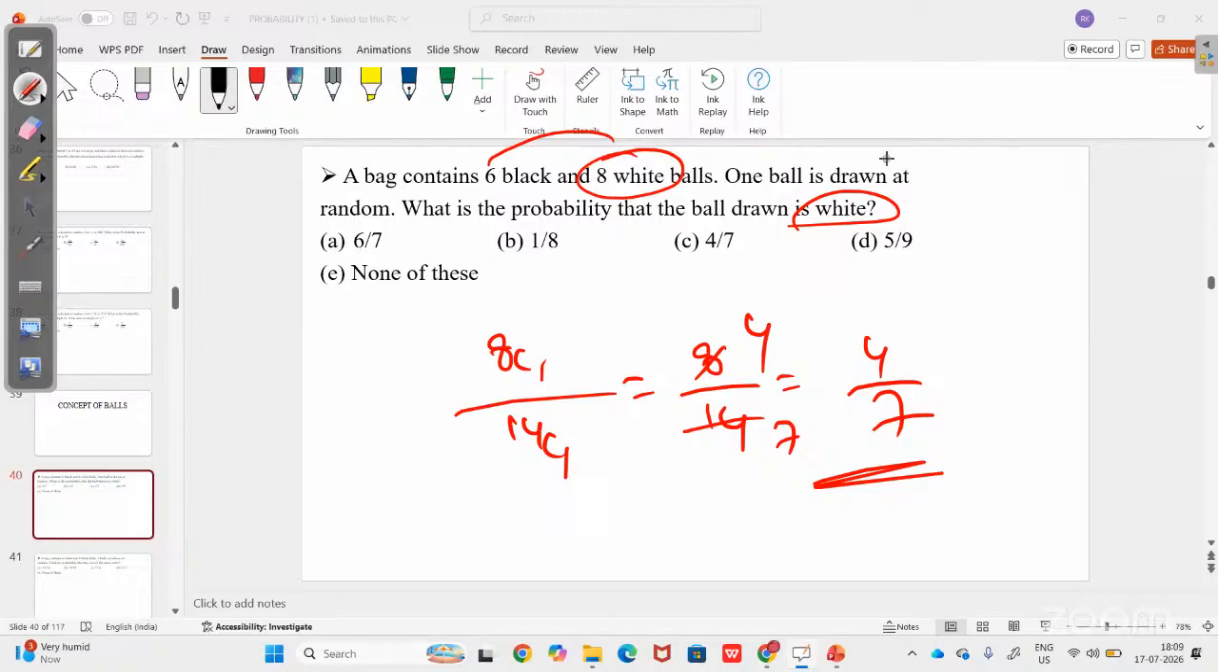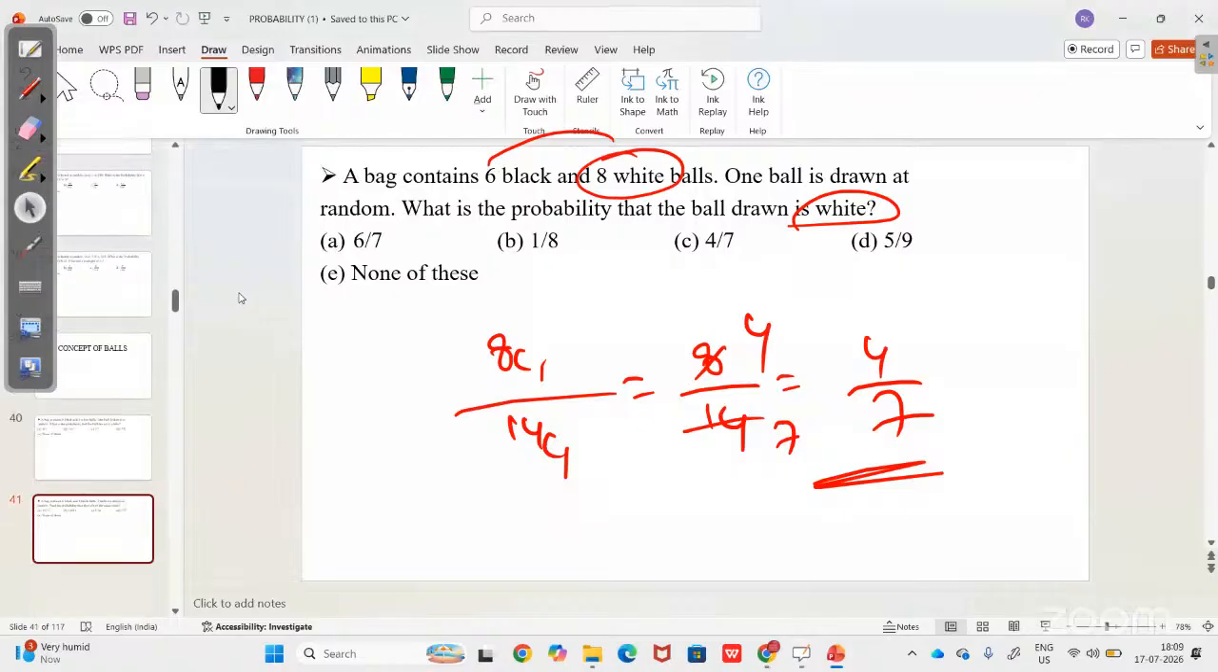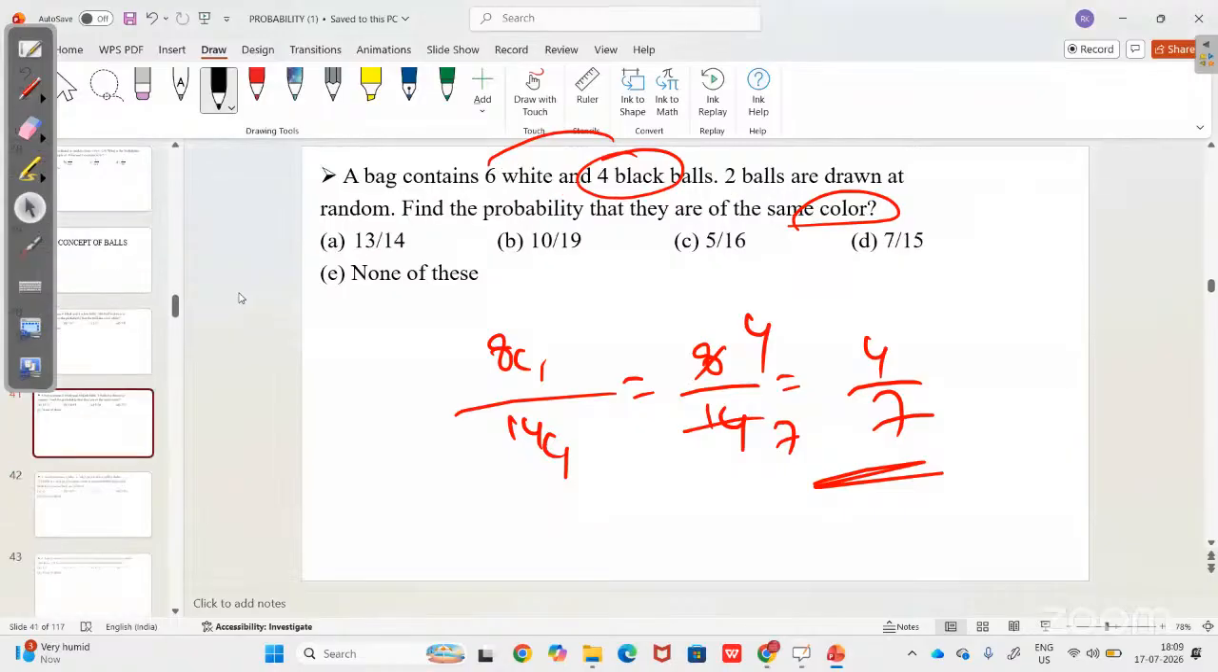Next. A bag contains 6 white and 4 black balls. Two balls are drawn at random. What is the probability that they have the same color? 6 white and 4 black.